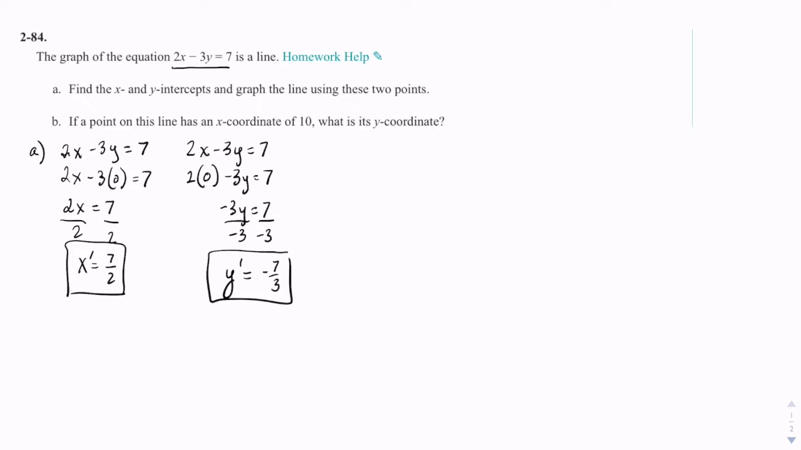So now for B, it says if a point on this line has an x-coordinate of 10, what is y? So basically they're saying, x equals 10, what's y, right? So we have the equation of the line, 2x minus 3y equals 7, and we can substitute in the 10 for x, right? So now we have an equation with one variable, and we can easily solve that.